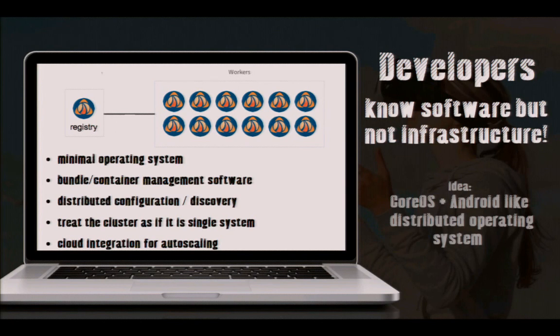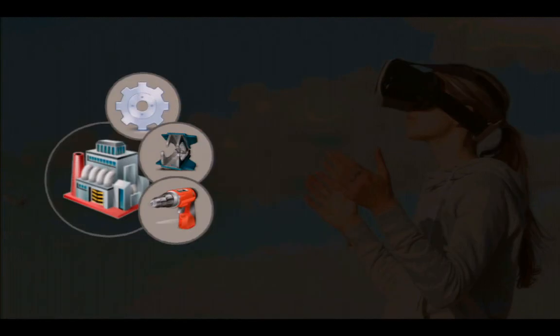And it's perfectly doable. If you think about it, what we need is a combination of CoreOS and Android. Because with Android the exact same thing happened. They got Linux, they got Java on top of it, and everyone's happy using it. They just don't have the distributed part, which CoreOS does.